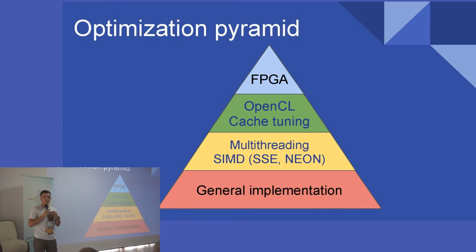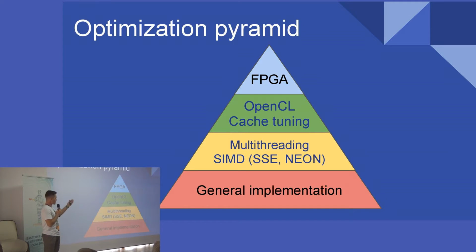But programming for FPGA is quite a complicated part. So you should start from having the general implementation of your algorithm. It should be correct, right? Then we usually apply some kind of multi-threading using threading building blocks or OpenMP, whatever, and we employ vectorization of our CPU. If that's not enough, then we start doing cache tuning to optimize for a particular processor and employ OpenCL, for instance, to employ our GPU. But what if all these steps are not enough?